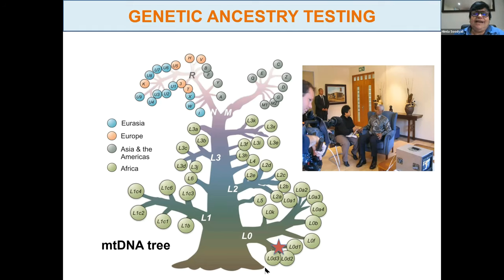His mitochondrial line had a branch that was commonly found in Khoi and San descendants. And he was very excited and he made a joke about his ancestry being linked on his mother's side to Khoi and San.